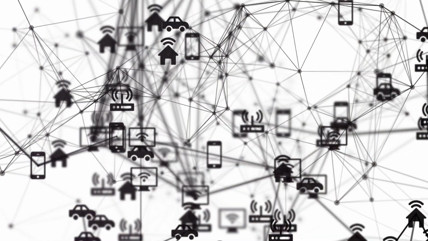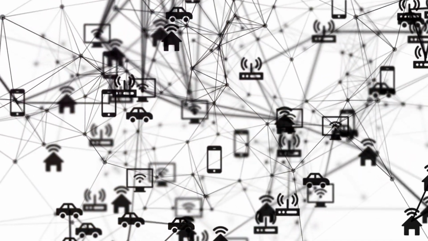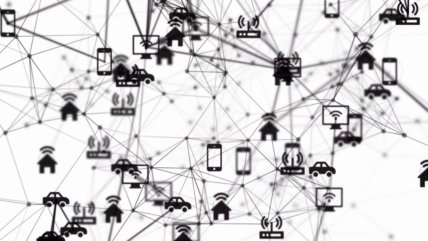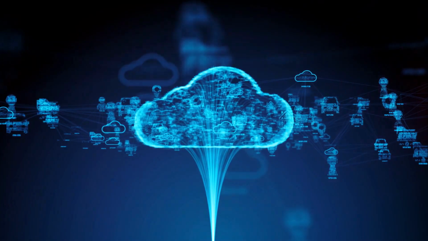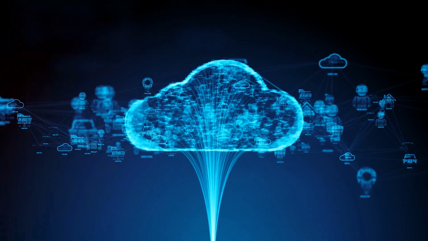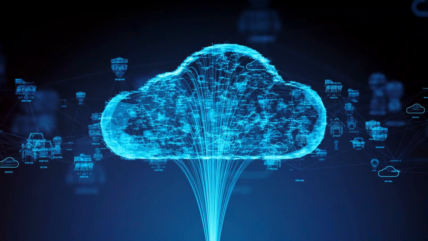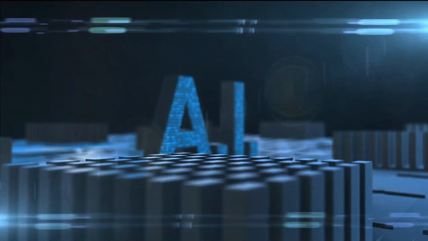Next, we have the connectivity and communication component. Think of the network layer. This is the nervous system of the IoT architecture, transmitting data from the sensors and devices to the data processing unit. This can be achieved through various means, such as Wi-Fi, cellular networks, or even satellite communication. The key here is to ensure a seamless and uninterrupted flow of information.